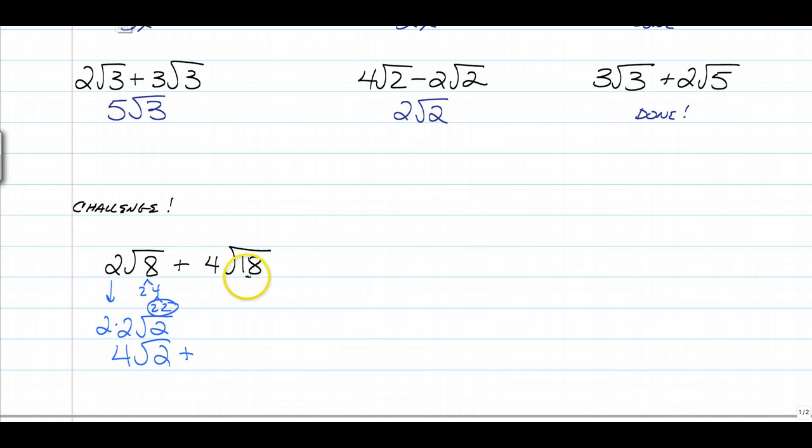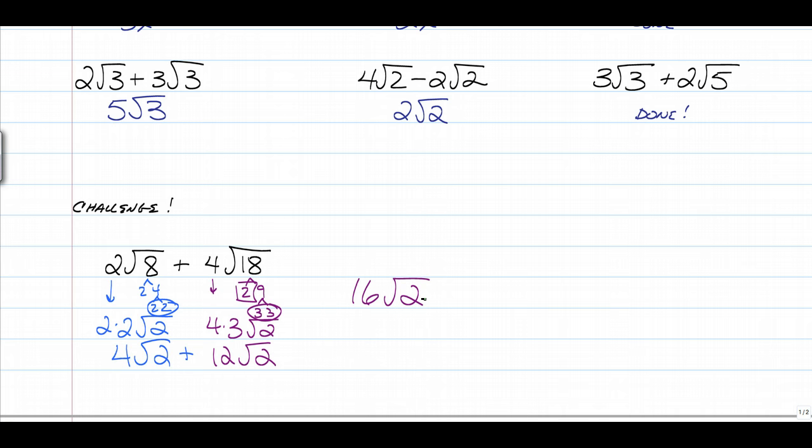If we simplify the 18, you would have 2 and 9, and then 3 and 3. We can circle our 3's and box our 2, and that will simplify to 3 root 2. Don't forget about the 4 that's already in front. So 4 times 3 is 12 root 2's. So you have 4 root 2's plus 12 root 2's, which would give you 16 root 2's.